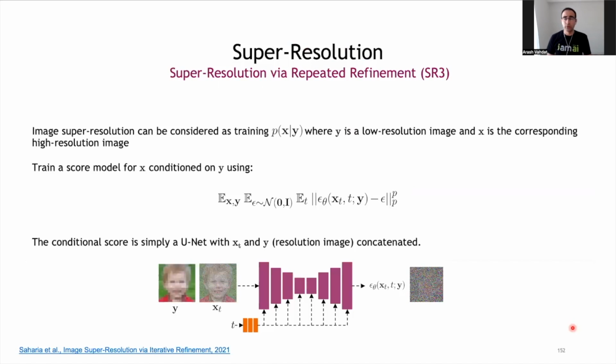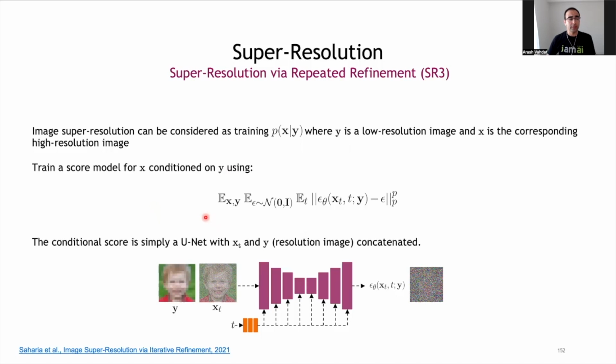Let's start with super resolution. I'll start with talking about what we call super resolution via repeated refinements, or SR3, which was proposed by Saharia et al. at Google. In image super resolution, we can consider this problem as training a conditional model, p(x|y), where y is the low resolution image and x is the corresponding high resolution image. So we want to be able to generate high resolution images given some input low resolution image.